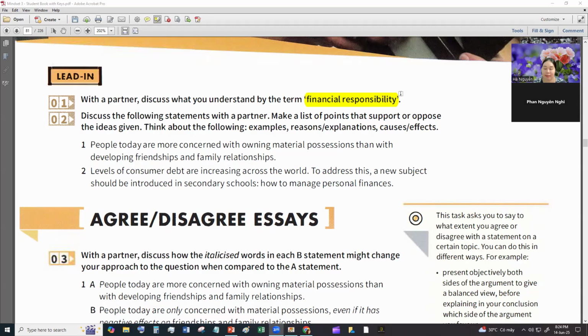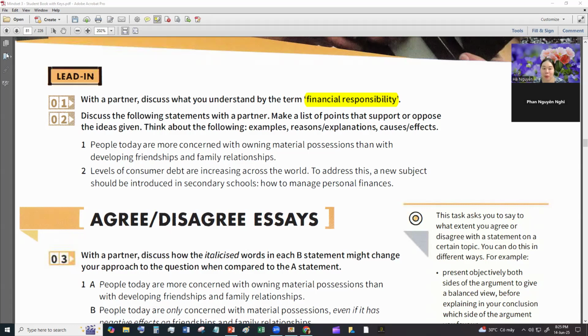I think financial responsibility means that you need to wisely manage your money so you can meet your current needs and achieve your long-term financial goals. It means that you have to spend and save wisely, and you have to prepare for unexpected financial situations. Okay, thank you very much. Right, so you have explained very clearly. Well done. That's the first thing.